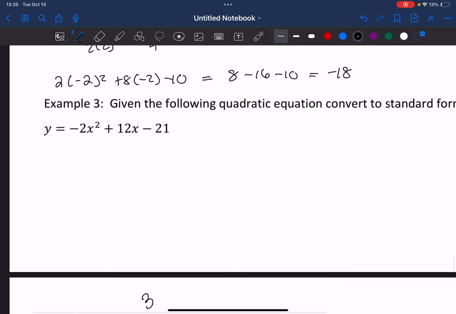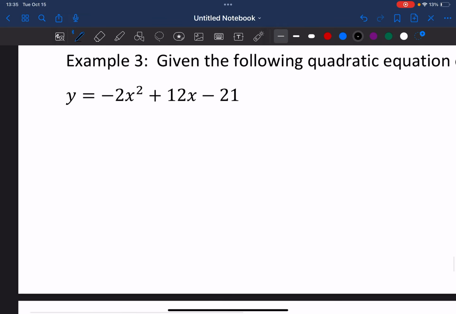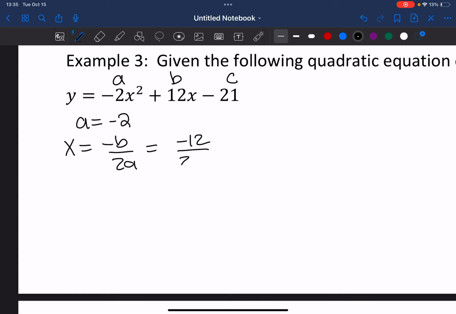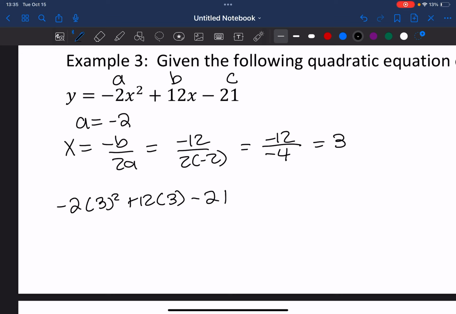Okay, let's look at the last example. First we identify my A value, which is negative 2. And then I have x is equal to negative b over 2a. This is my A, B, and C. So negative 12 over 2 times negative 2 gives me negative 12 divided by negative 4, which is 3. Then I have negative 2 times 3 squared plus 12 times 3 minus 21.